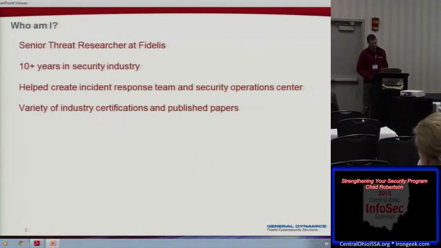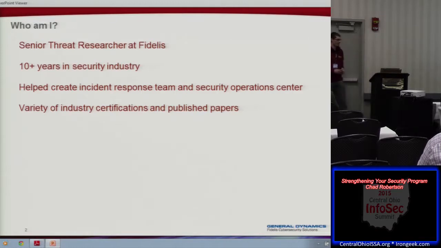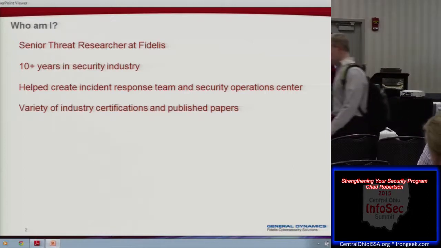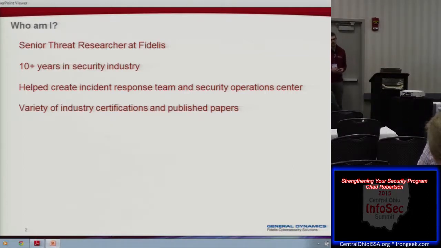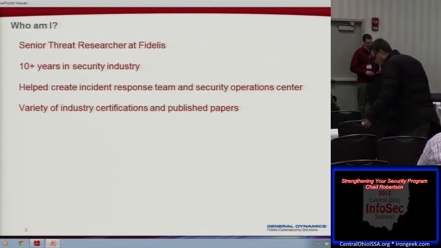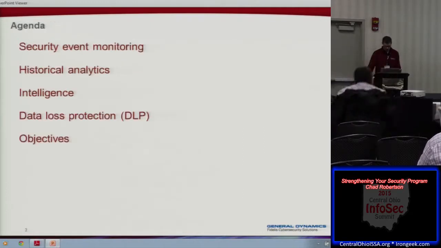I'm a senior threat researcher at Fidelis Cybersecurity Solutions. I'm on the TRT team, the threat research team. I've been in security for over 10 years. I've helped build incident response teams and security operations centers, malware analysis capabilities, and forensics labs. My background is technical and more on the analysis side, so this will be a practical perspective. And I have a variety of certifications and published papers.